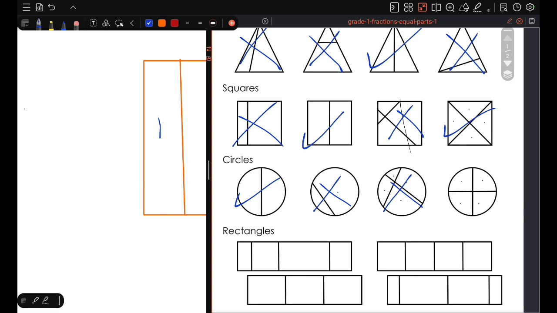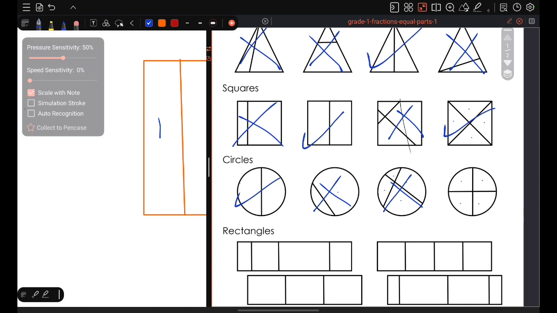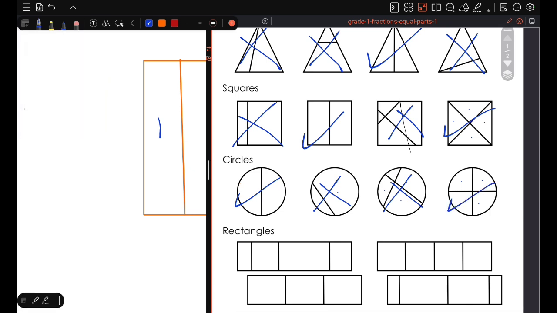1, 2, 3, 4. I have 4 parts and it seems that they are equal. So the 4 parts I can represent as a fraction. Okay, here like this.